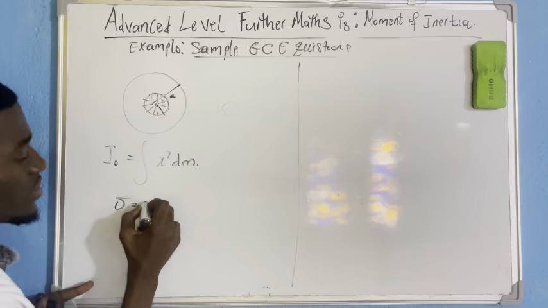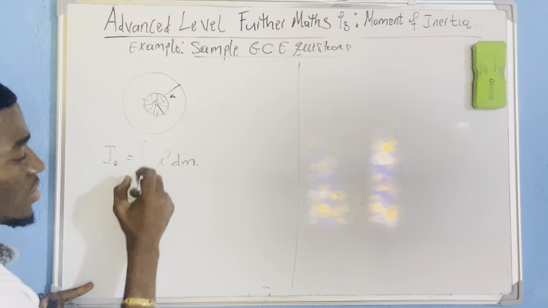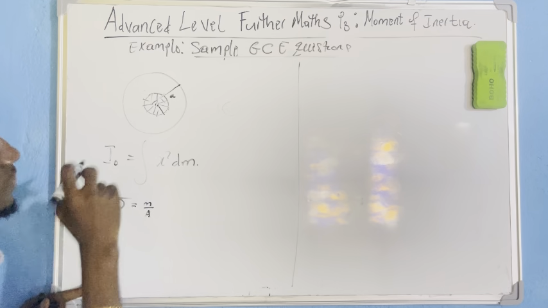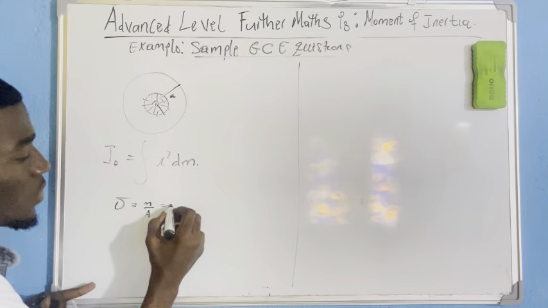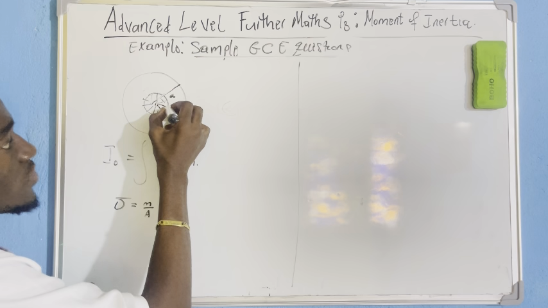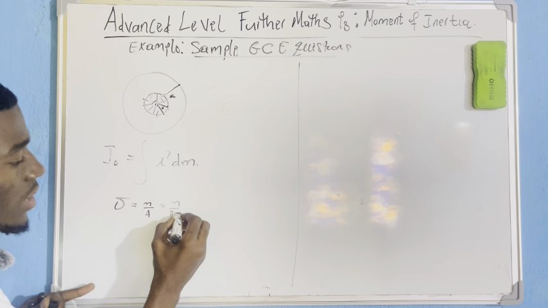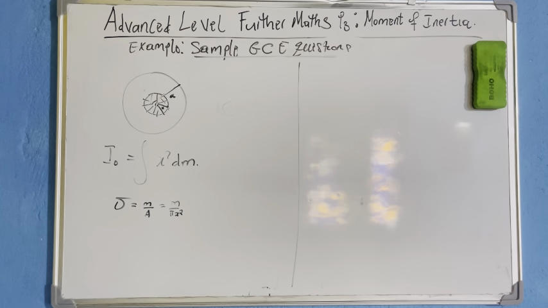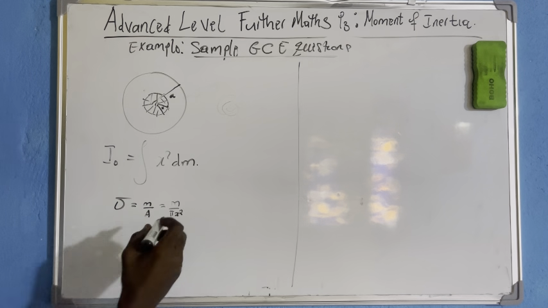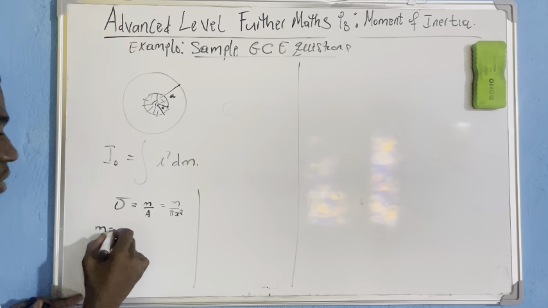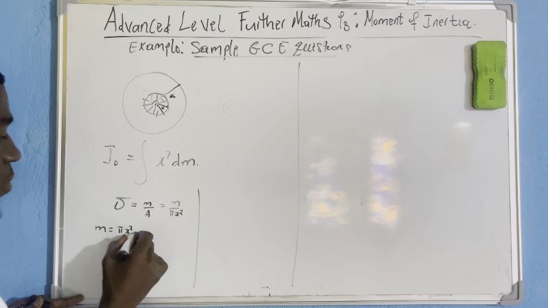So sigma, if I consider a small portion of our disc, will be the small mass of the disc divided by the small area of this small portion of the disc. If I consider the radius of that small disc to be x, therefore I'll have m over pi x squared. As simple as that. Now from there I make m the subject. You see that m is simply equal to pi x squared sigma.